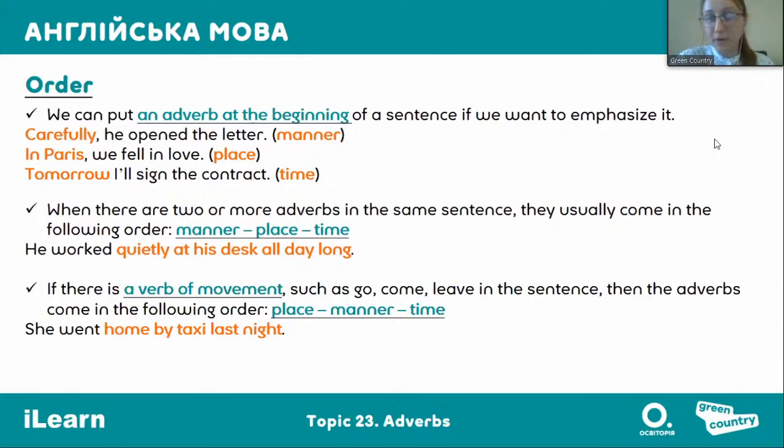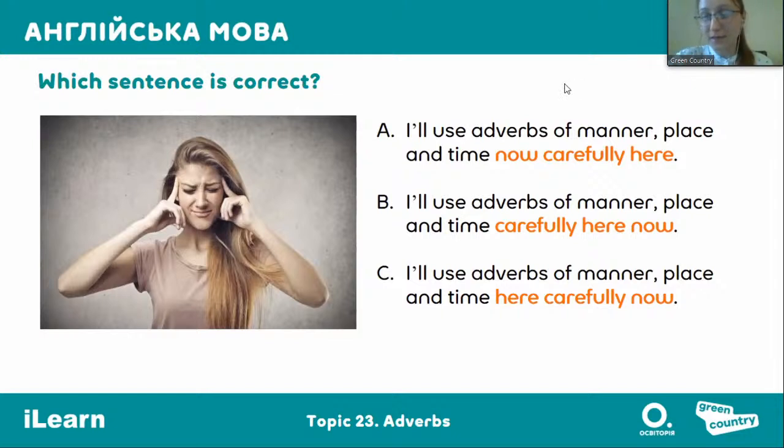But if you have verbs like go, come, live that describe movement, then the adverbs go in the order place, manner, time. We put place first, because when we are moving, where is more important than how. So, for example, she went home by taxi last night. Just mind that if you use this in your letters, it will be useful, so think about word order in the sentence.